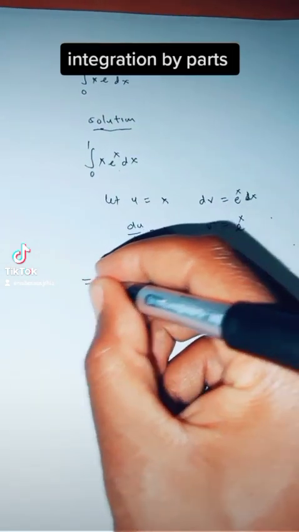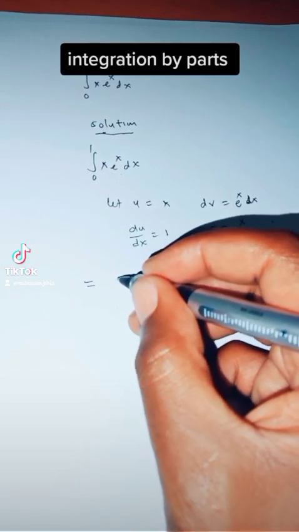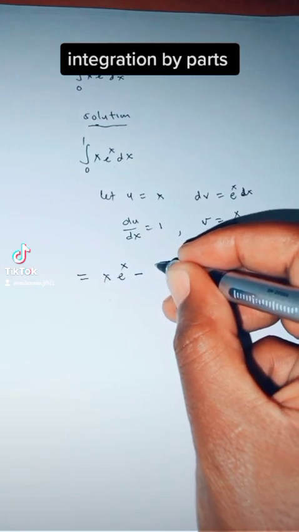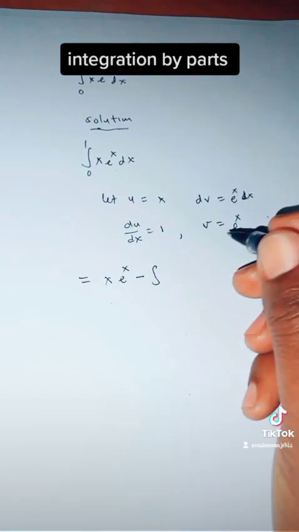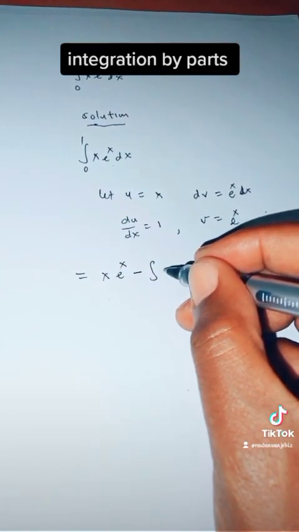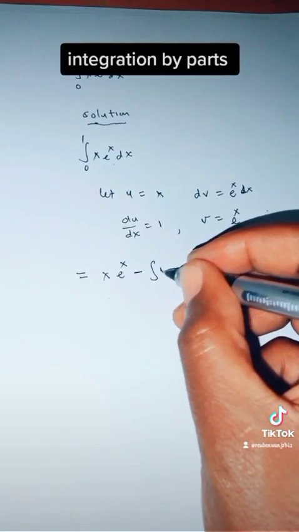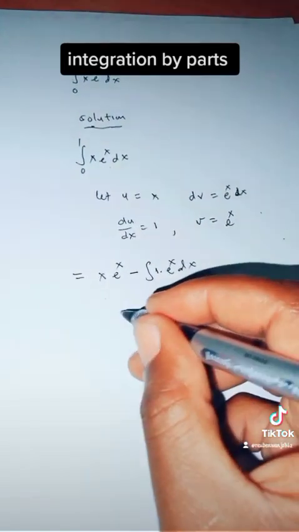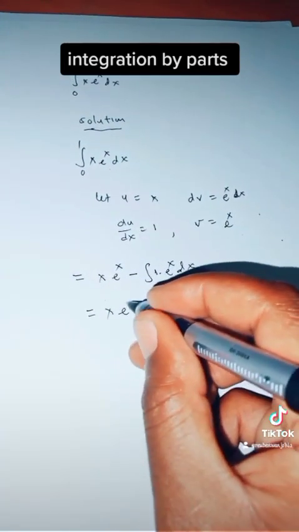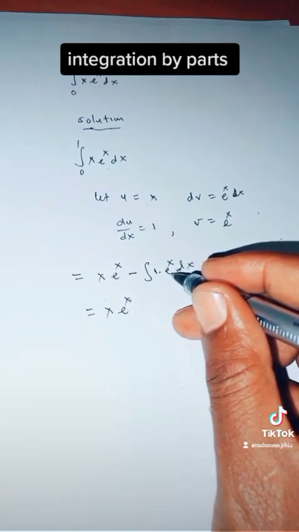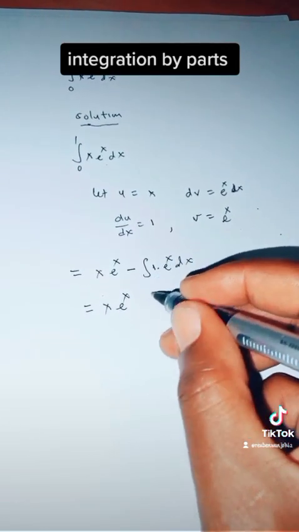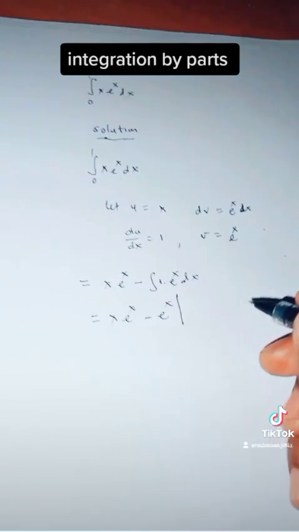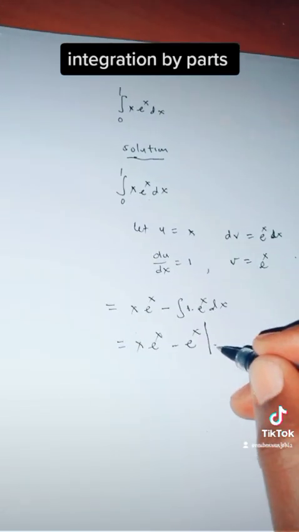So this reduces to uv, so my u is x and my v is e to the x, so minus the integral of now du dx times v, so my du dx is 1 times e to the x, which is my v, then dx. Okay, so this gives me x e to the x. When you multiply 1 times e to the x, it remains the same, and you integrate, that gives you e to the x. Okay, so I'm not going to put a constant of integration because it is a definite integral.